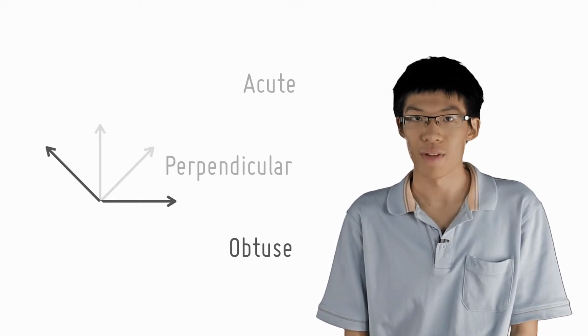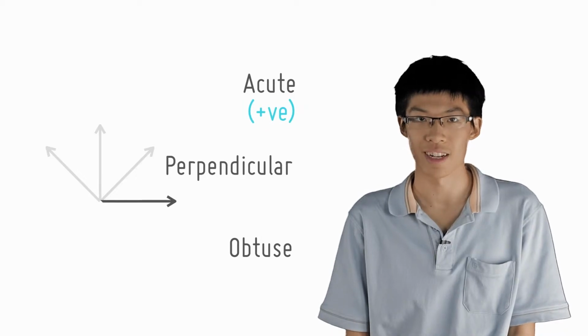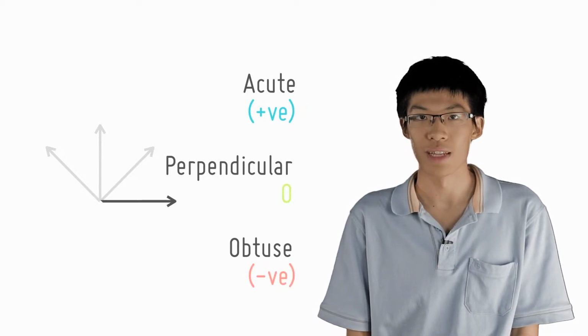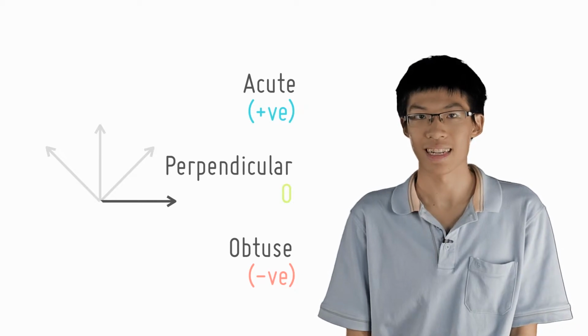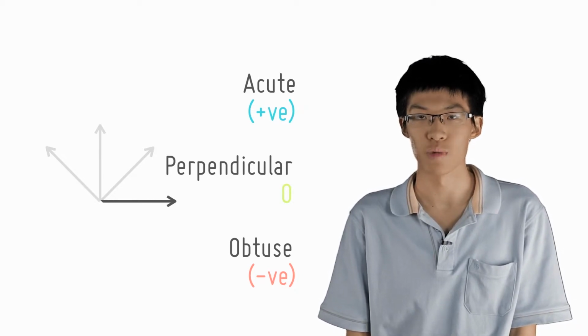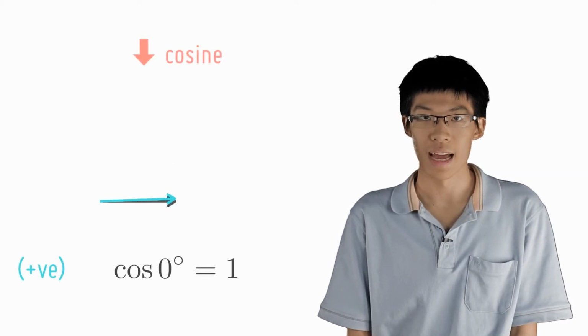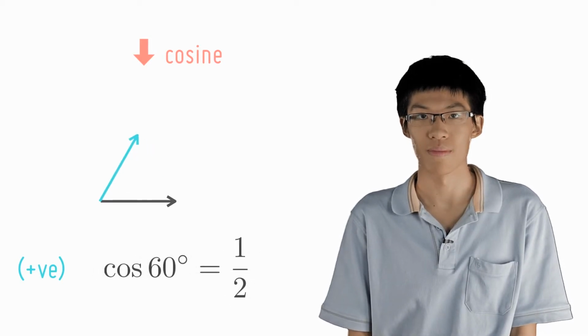It's quite natural that we find a number that is positive when the vectors are roughly in the same direction, 0 when the vectors are perpendicular to each other, and negative when the vectors are in the opposite direction. That number is actually the cosine of the angle between the two vectors. When the two vectors are pointing in the same direction, the angle between them is 0, and the cosine attains its most positive value, 1.